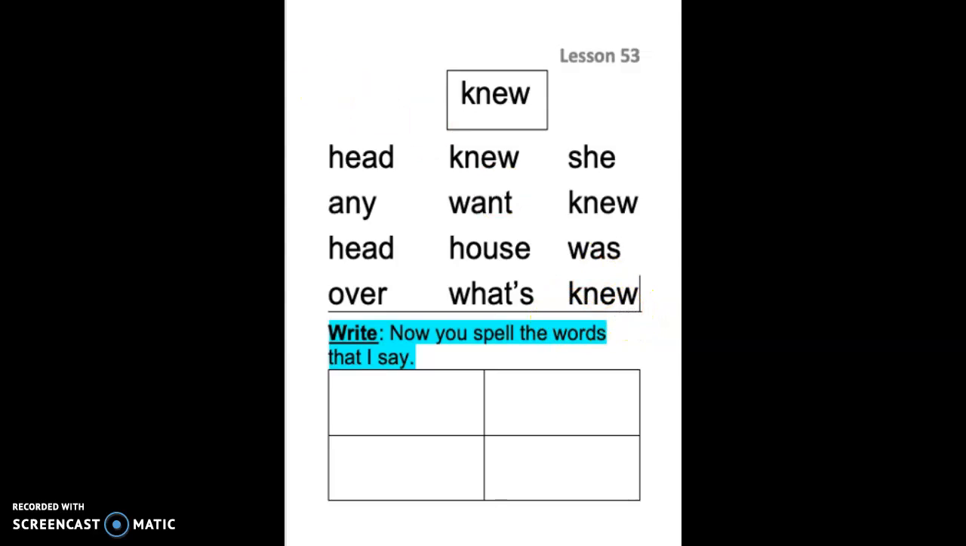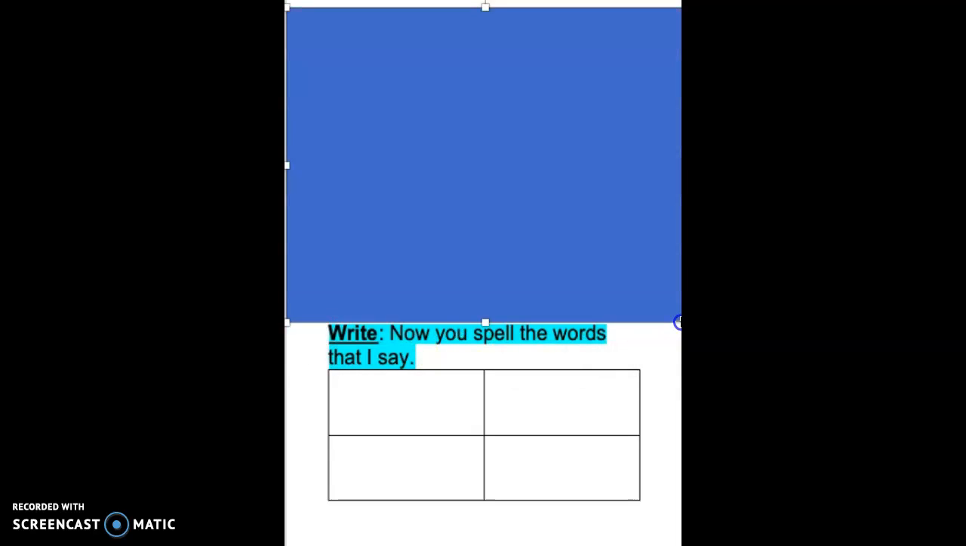Now I'm going to enter a text box over the words so you cannot see them, and I'm going to ask you to spell the words. I would like for you to spell the word knew. He knew what I was going to ask him. Knew.